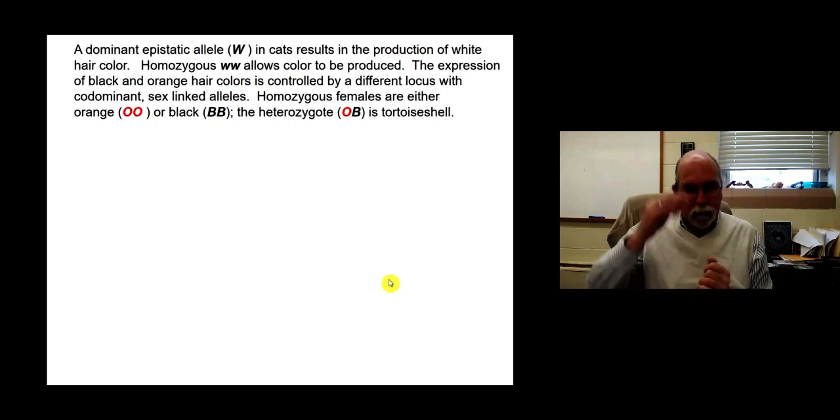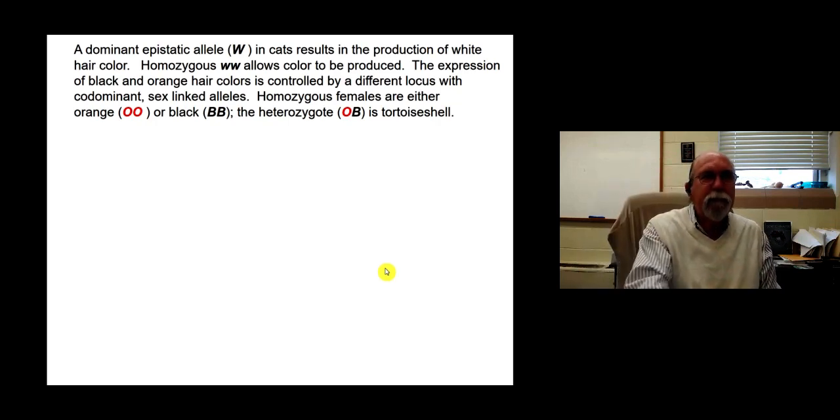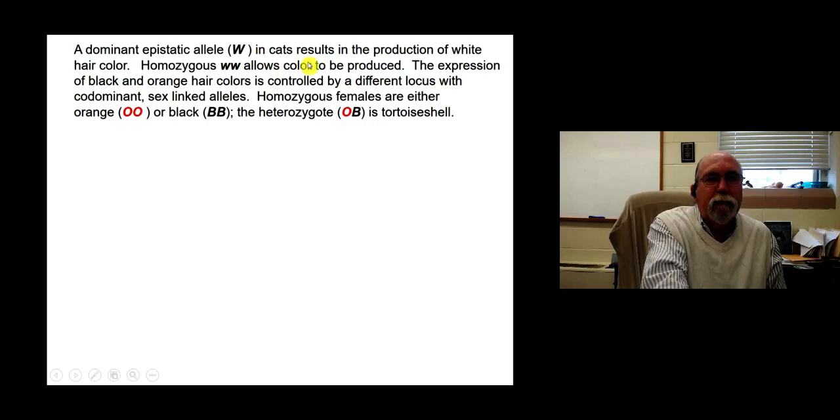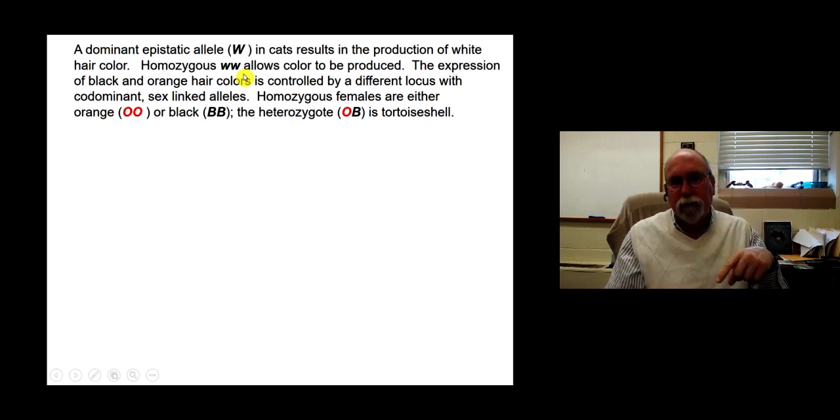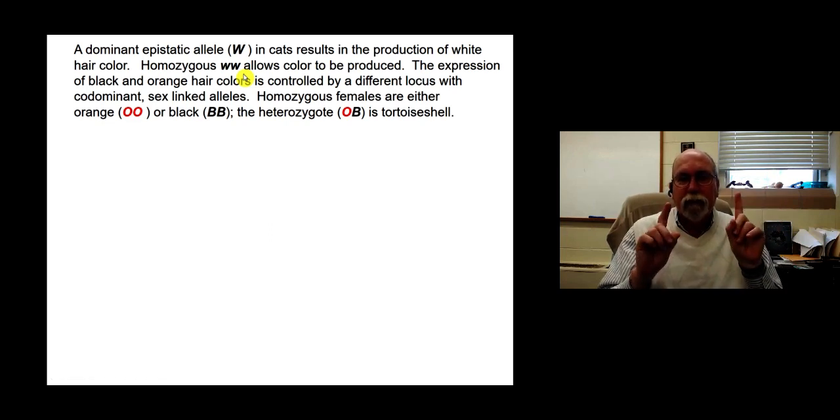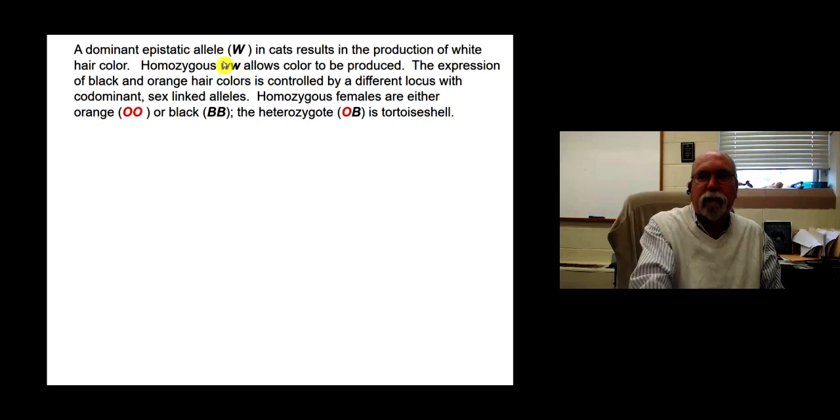All right, so here's one typical problem. In this one we've got some cats, so we've got some mammals. We're told the mode of inheritance is a dominant epistatic allele. W produces white. In order to have color, apparently you need to be little w, the recessive condition. So this is the light switch, right? On, off, on, off. This time the light switch is dominant, which is off, big W. And you have to have two switches basically turned on.